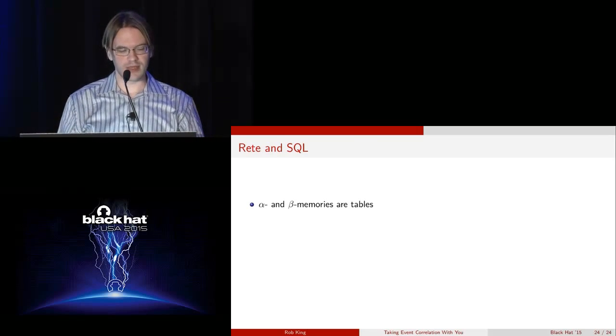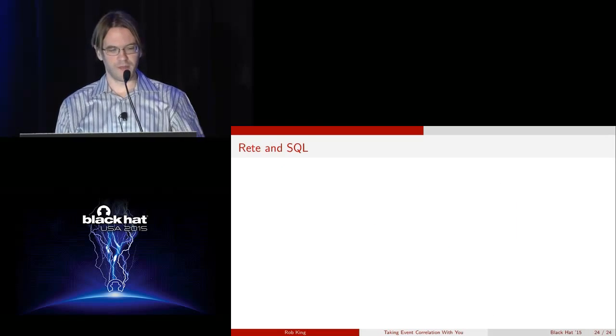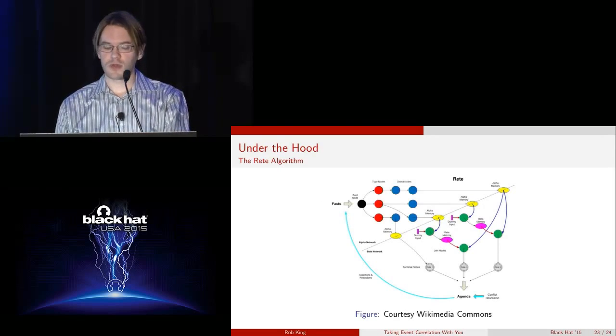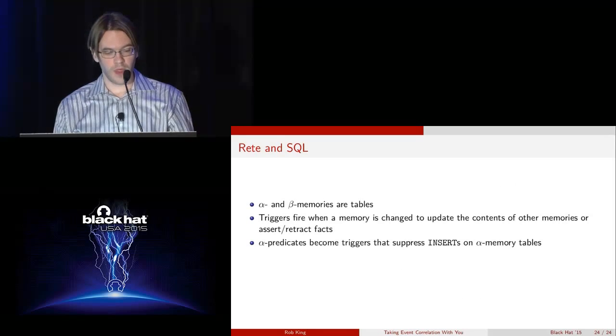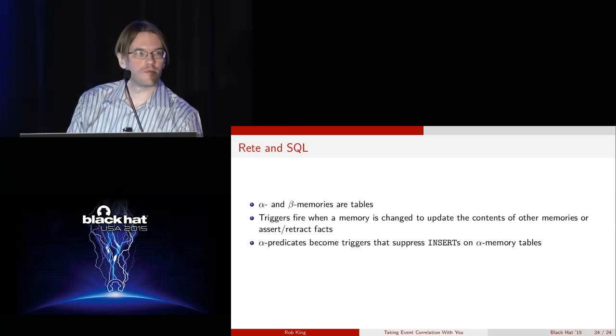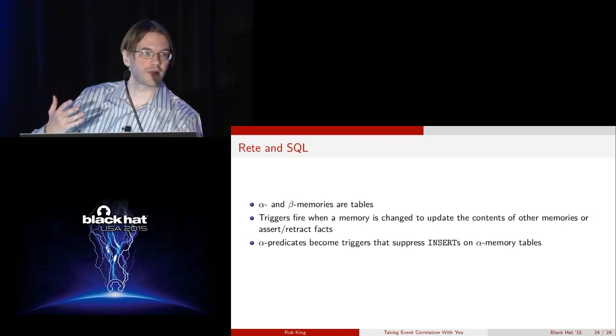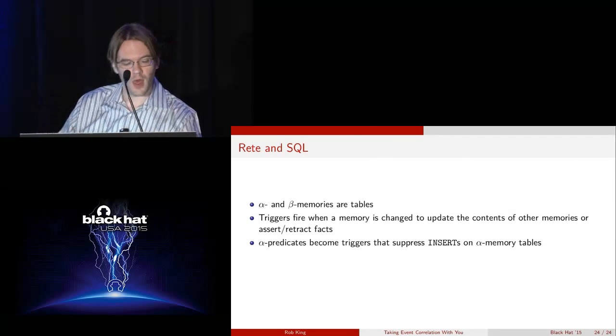Each one of these little circles here is called a memory. The memories just become tables. Each edge between those nodes becomes a trigger. The alpha predicates, which we can use to cheaply prove that a fact will never match anything, we just use those. We create triggers that suppress their insertion, so we don't waste time correlating facts that could never possibly match.